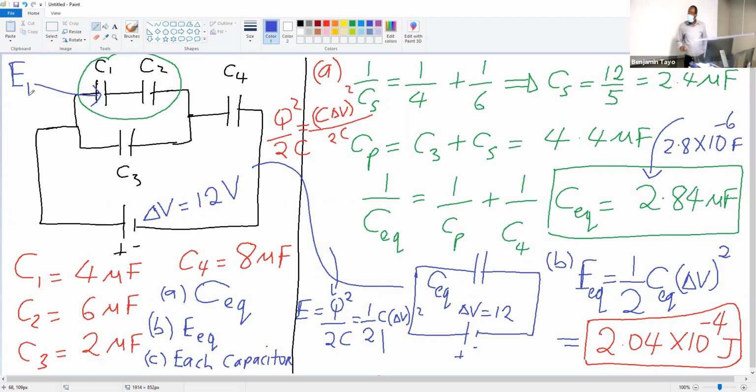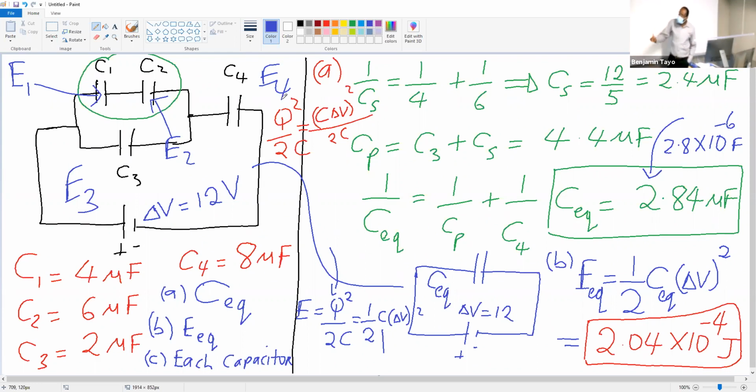What is the energy E1 on capacitor number 1? Then I'm also going to calculate what is the energy E2 on capacitor number 2. What is the energy E3 on capacitor number 3? And what is the energy E4 on capacitor number 4? Now, if I can do that correctly, then I can add E1 plus E2 plus E3 plus E4. And what do you think that should give me? 2.04. It should give me 2.04 times 10 to the negative 4.